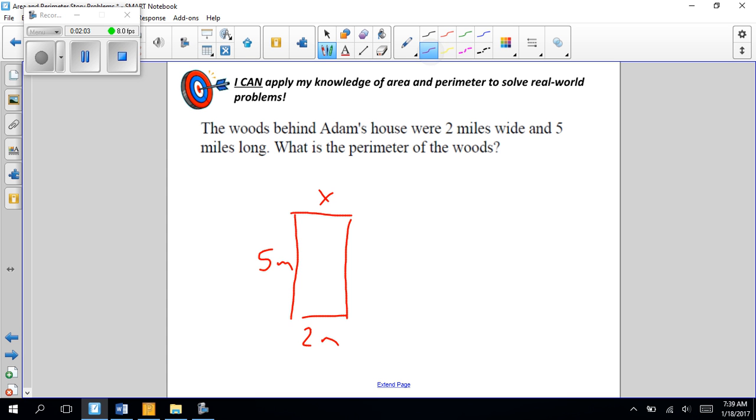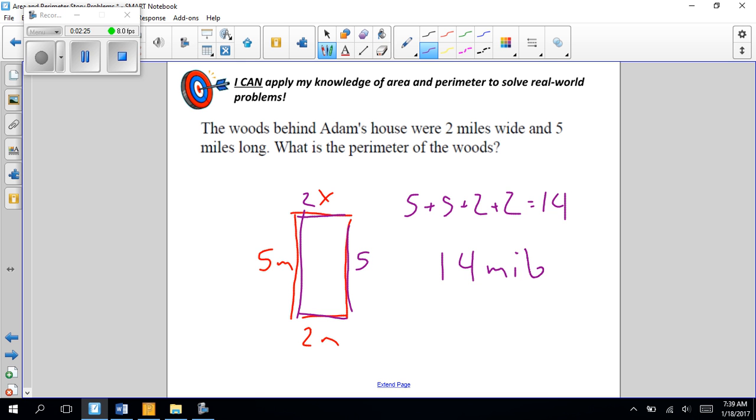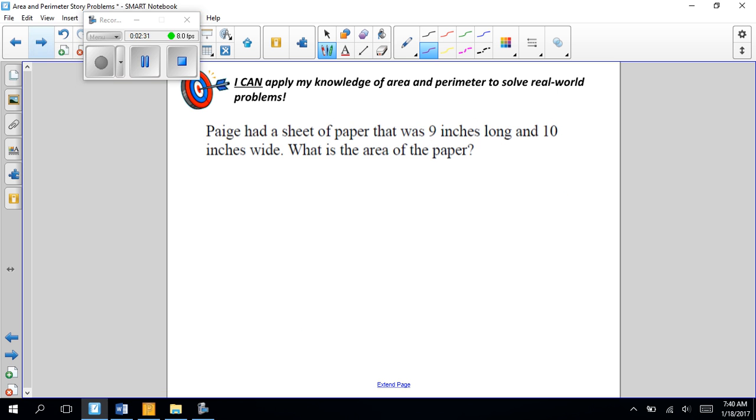So if I looked at that correctly here, I see 5 on this side, 5 on this side, 2 on this side, and 2 on this side. I know if I'm finding perimeter, I add up all of my sides. So 5 plus 5 plus 2 plus 2 should equal 14. I know anytime we talk about perimeter, it just has the unit, so I would say that is 14 miles. Got it. All right, question number 2.